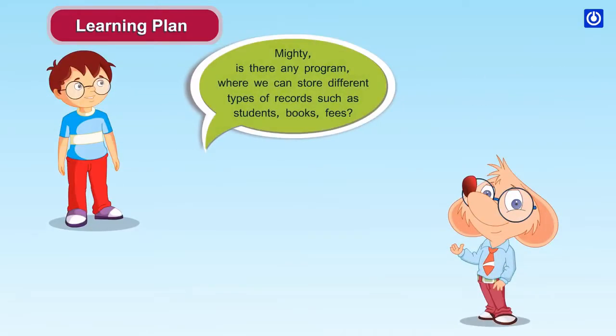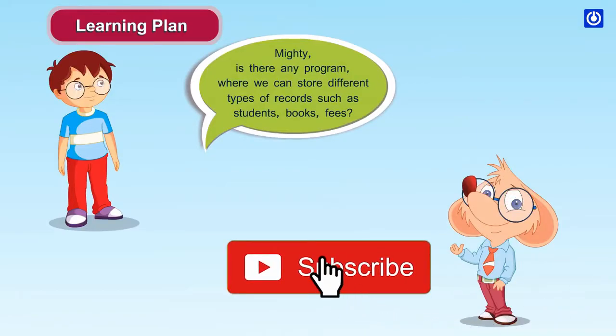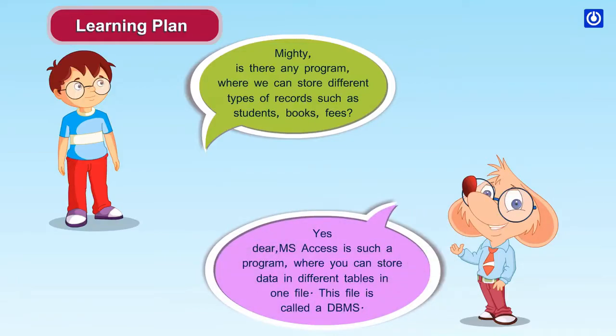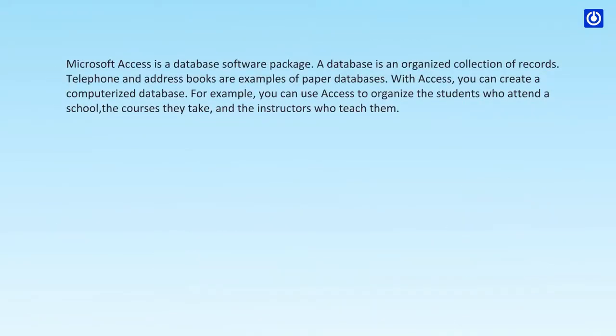Mighty, is there any program where we can store different types of records, such as students, books, fees? Yes, dear. MS Access is such a program where you can store data in different tables in one file. This file is called a DBMS. Microsoft Access is a database software package.